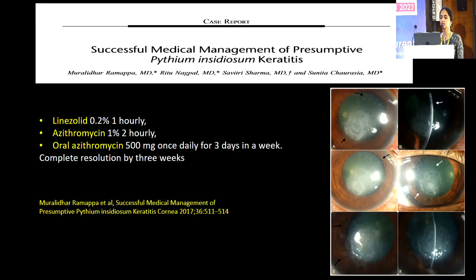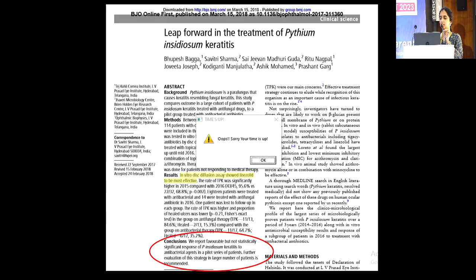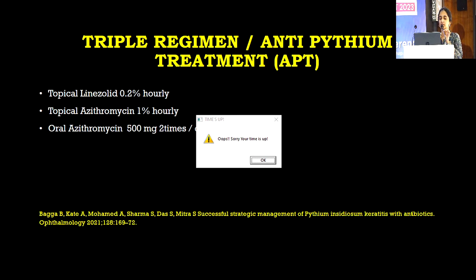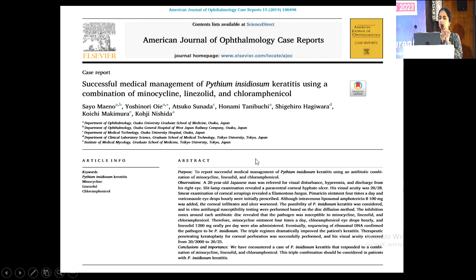In the medical management, initially this disease was thought to be a surgical entity alone, whereas this case report came in where they said there was a successful management using linezolid and azithromycin. Then came this particular paper which said that rates of TPK reduced when topical linezolid and oral azithromycin were used. This eventually came to be known as the anti-Pythium therapy, or the triple regimen, which consists of topical linezolid, topical azithromycin and oral azithromycin as shown.